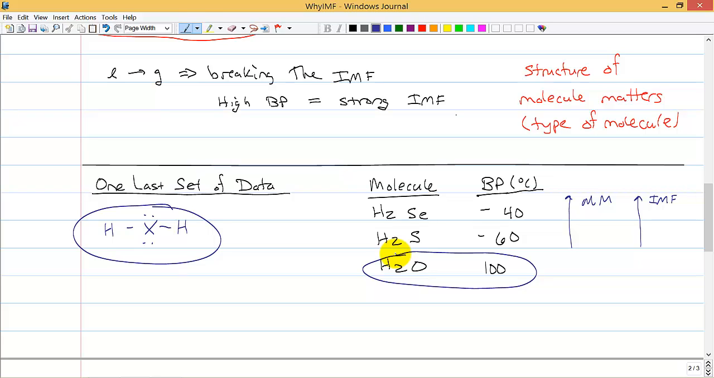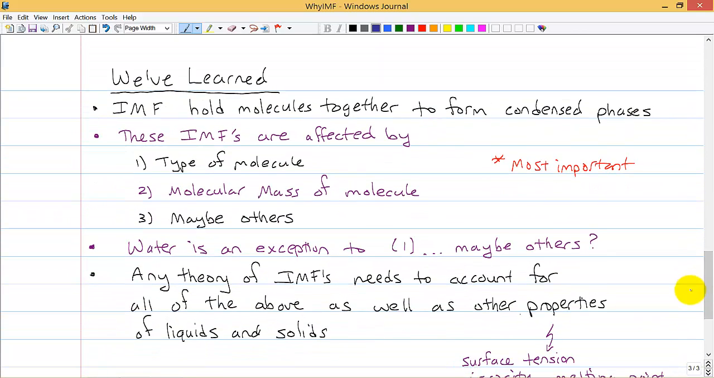Well, so here's the deal. When we come up with this theory, it's going to have to also include this weird thing. All right? And there might be other molecules that are weird. Whatever we come up with, it better be able to explain all of these. So that's where we're heading next. We've just learned that IMFs hold molecules together to form the condensed phases. We know that the IMFs are affected by the type of molecule, and that seems to be the most important thing. Also by the molecular mass. Heck, there might even be a couple other things that we haven't thought about yet. Water is one of these exceptions that we have to make sure works. And there might be others of those as well.